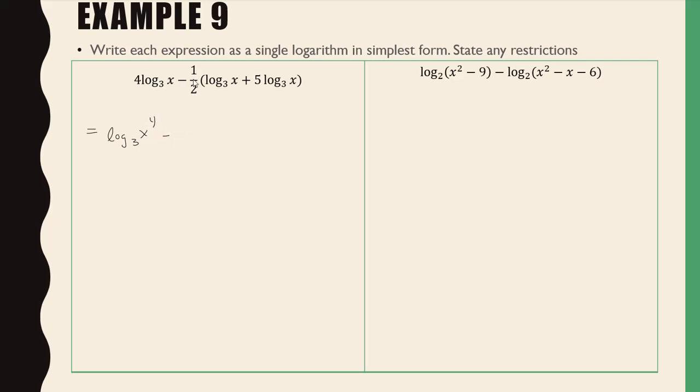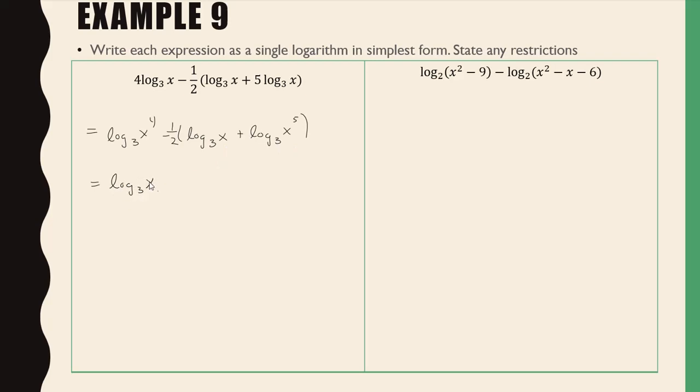I don't want to do that yet to this one, because next to this 1/2 is a bracket with a couple of logs. So I'm going to simplify those logs inside of there first. So we have log base 3, x, and then this coefficient becomes the exponent of our second log, so x to the power of 5. And we still have that 1/2 there.